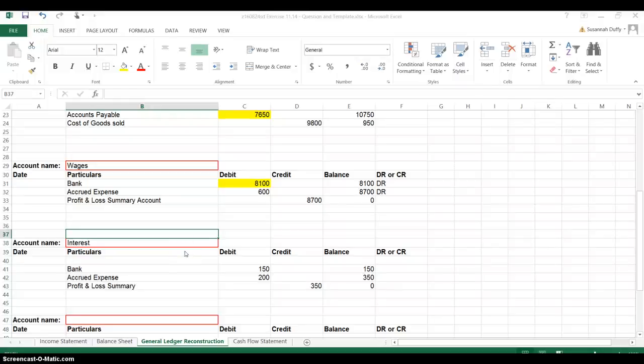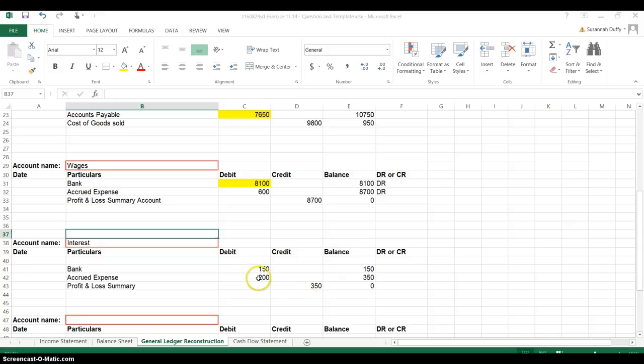Right, so this is part B to exercise 11.14, creating a cash flow statement for Peter Macbeth. Last video, we ran out of time, but we were looking at reconstructing the general ledger for interest account. So we got as far as finding out what we closed it off to, $350 from the income statement.